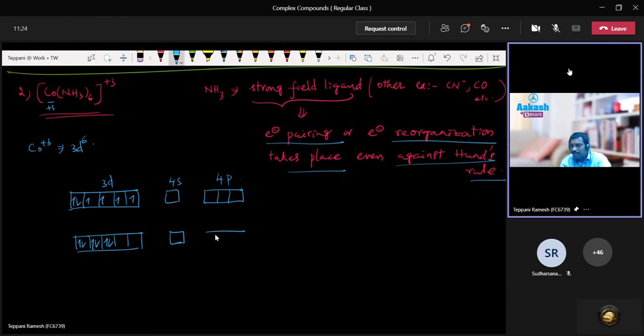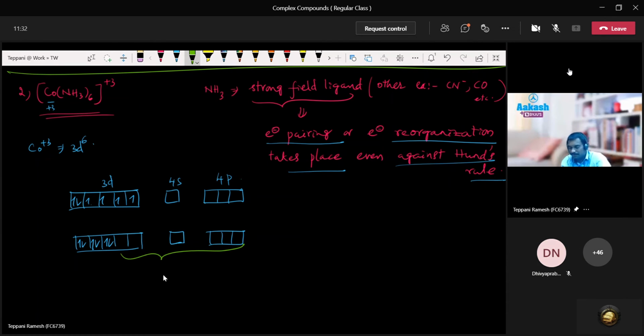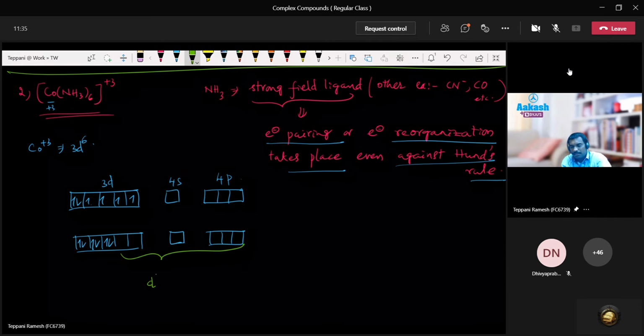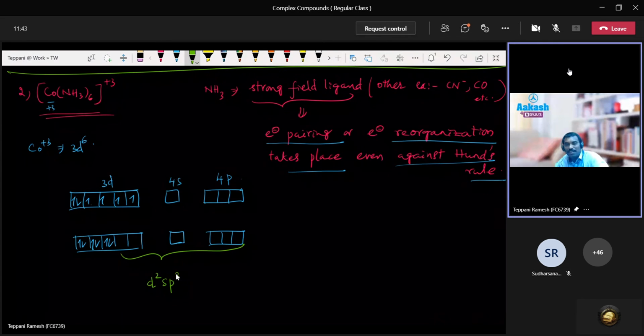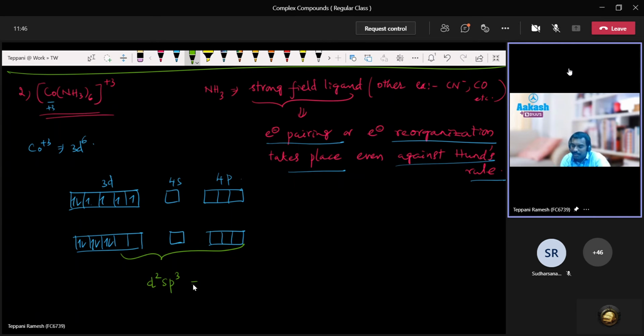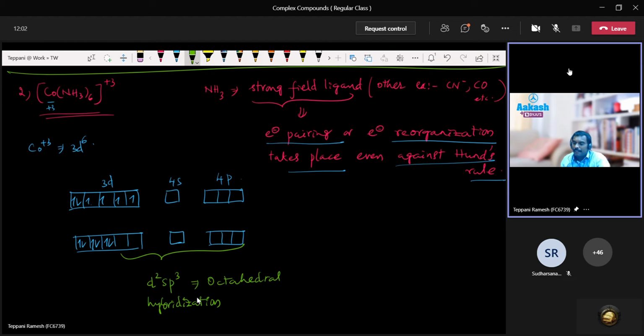How many vacant orbitals are required? 6. 6 available or not, you see. So inner shell d orbitals are utilized. So d2sp3, sp3d2 you know before only. Here only you are going to know d2sp3 in this way. d2sp3 also octahedral structure. d2sp3 hybridization. Got it?